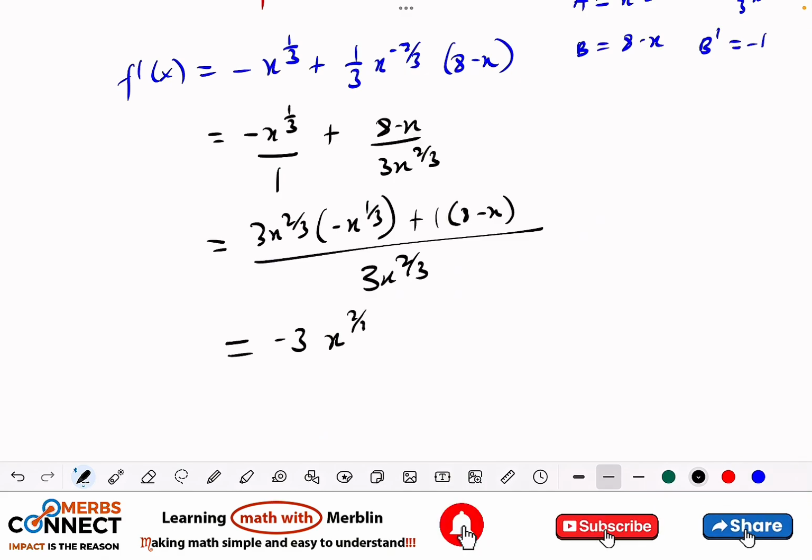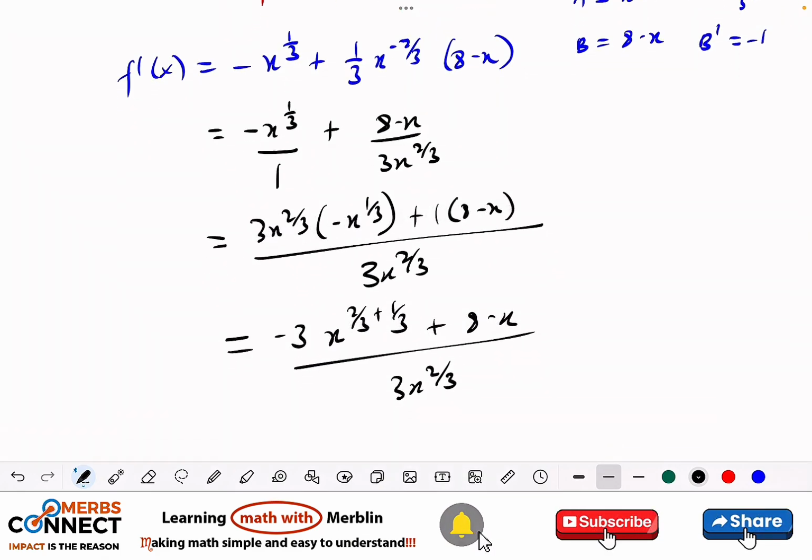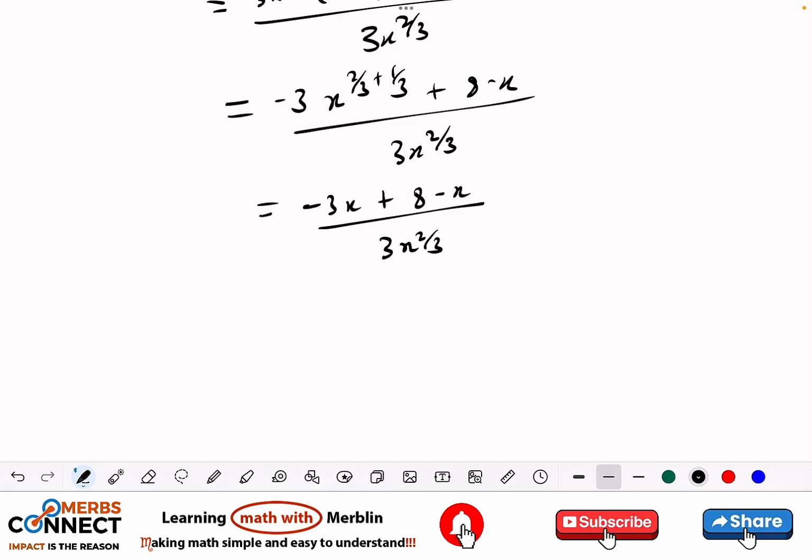So I'm going to have 2 over 3 plus 1 over 3 plus (8 minus x) divided by 3x squared, divided by 3. Now add this and get 1. So it means at the top is going to be minus 3x plus 8 minus x, divided by 3x squared, divided by 3. And guess what you are going to get here? 8 minus 4x divided by 3x squared 3.